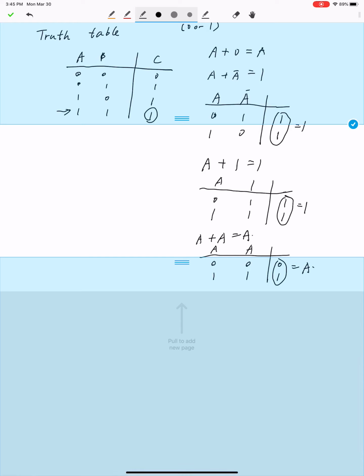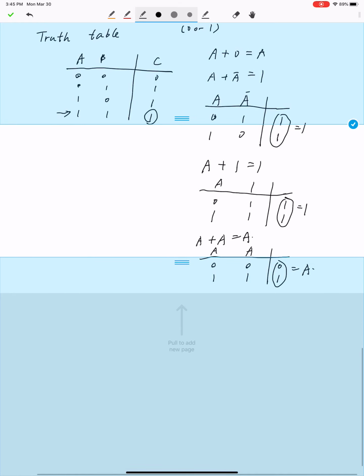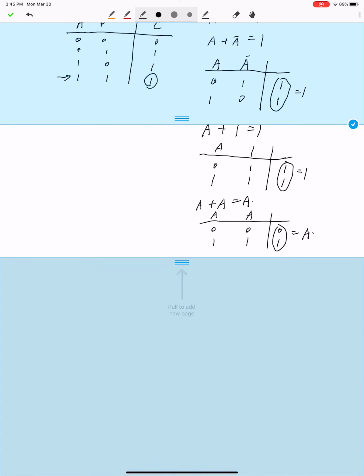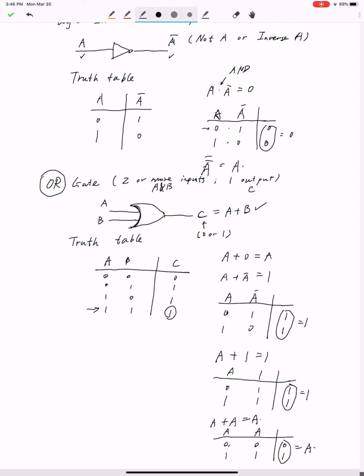What's the value for A plus 1? A could be 0 or 1. 1 is always 1, right? So 0 plus 1 is 1. 1 plus 1 is still 1. What's the value for A plus A? A could be 0 or 1. The other A is also 0 or 1. 0 plus 0 is 0. 1 plus 1 is 1. So you see the output is identical to A. So A plus A is still A, right? So that's the logical OR gate.